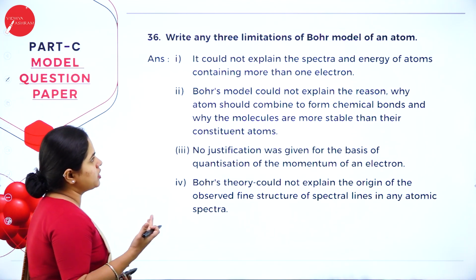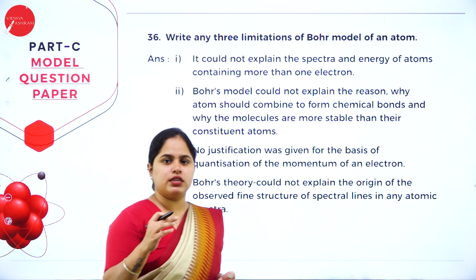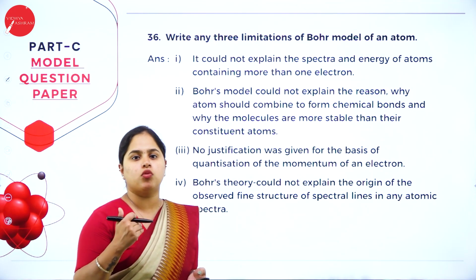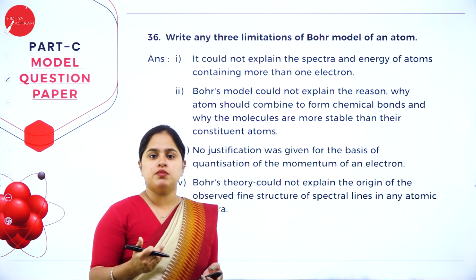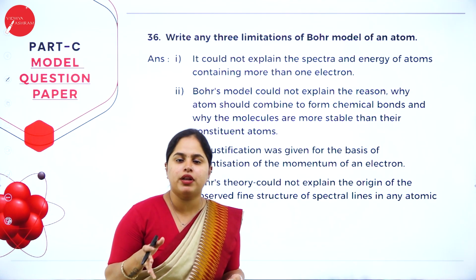So it could not explain the spectra and energy of atoms containing more than 1 electron. For 1 electron, that is hydrogen and hydrogen-like species, there was an explanation, line spectrum, everything was discussed. But for the atoms carrying more than 1 electron, what happens? There was not a proper explanation given.